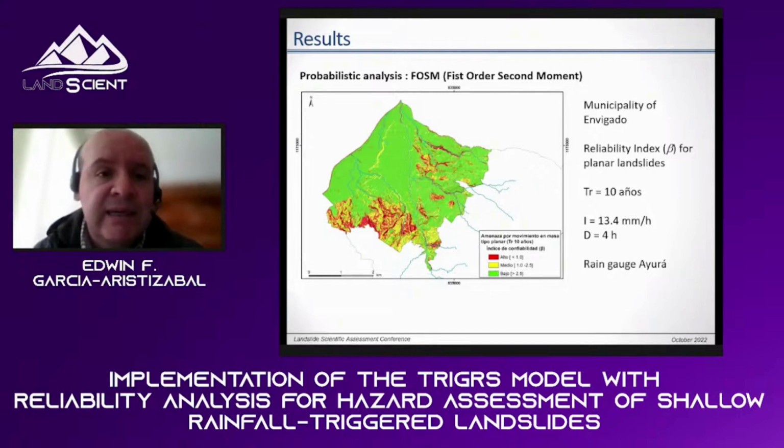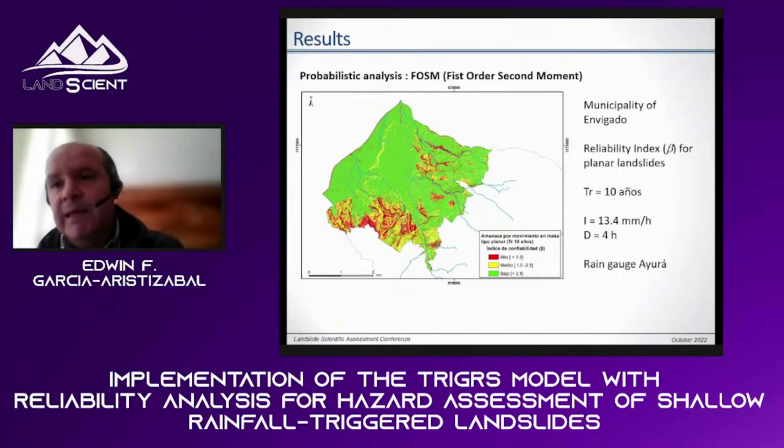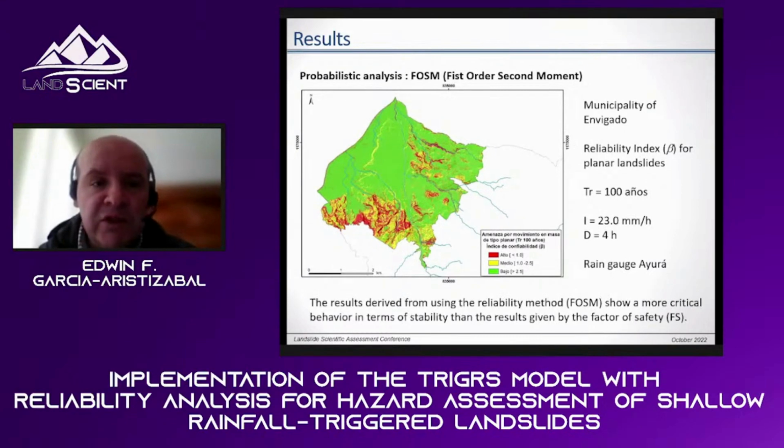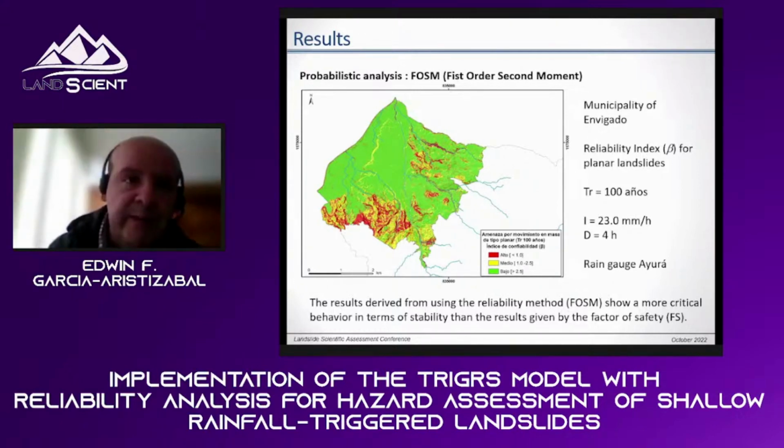As we can see here, we have another different result because we are analyzing the information about hazard of the landslide, and we are seeing that the susceptibility map is showing a larger area because we are including in the analysis some variation in the parameters. When we compare 10 to 100 years, there is not much difference, but the results from using the FOSM method show a more critical behavior in terms of stability than the results given by the safety factor. Obviously, because we are using some variation in the parameters.